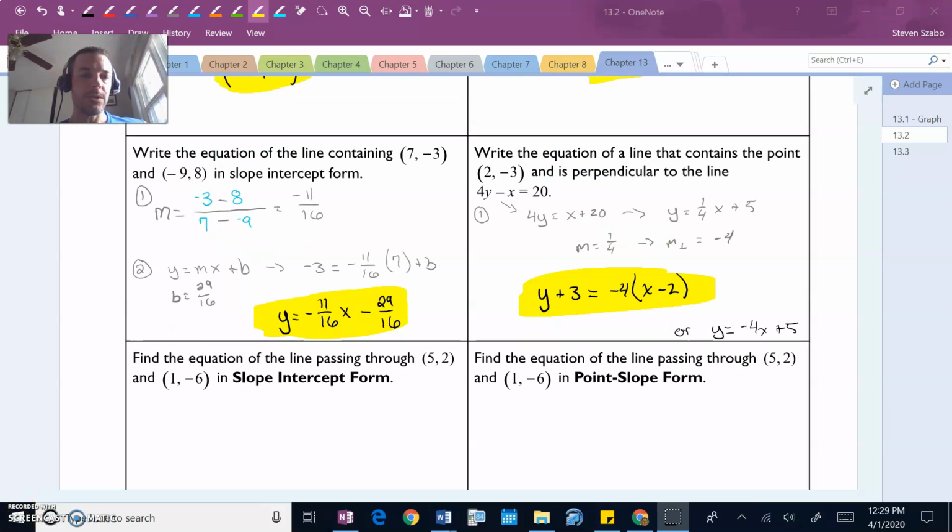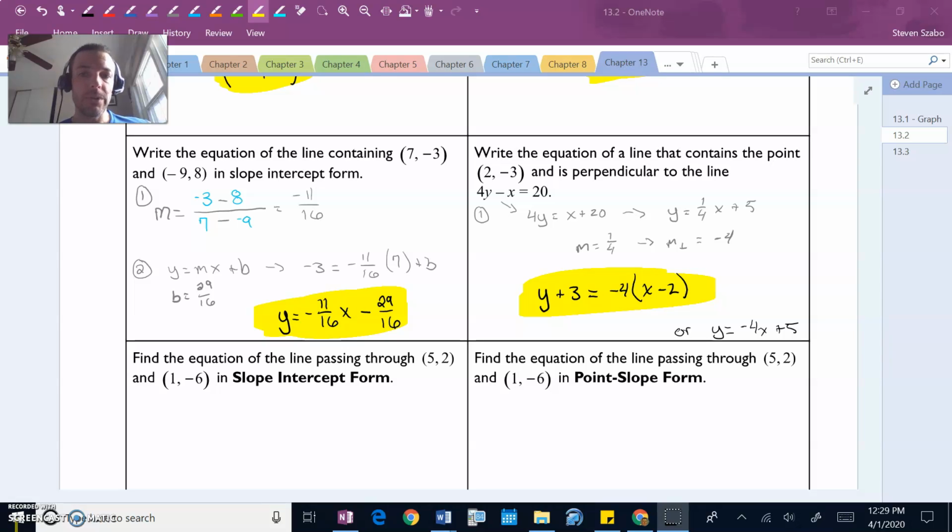Alright, for the next 2, the first one I found the slope to be negative 11 over 16. I plugged that into my slope-intercept form plus the 7, negative 3 for x and y, and I solved for b, getting b to be 29/16, and then I could plug that right into slope-intercept form. I had to do slope-intercept form there because it specifically said so. In the other example, it just said write the equation. I chose to write it in point-slope form.